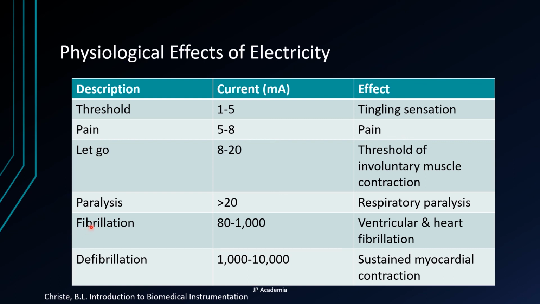Fibrillation level is when the heart goes in fibrillation, or the unsynchronized heart contraction that may result in death. Last, we have defibrillation level, and this is the delivery of electrical energy to the fibrillating heart. It can resynchronize all the cardiac muscle.